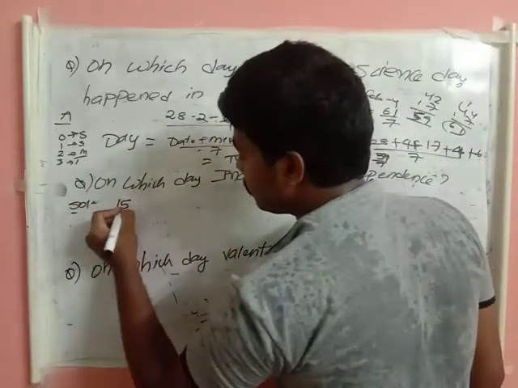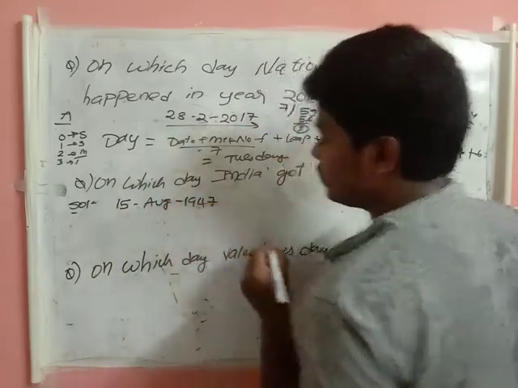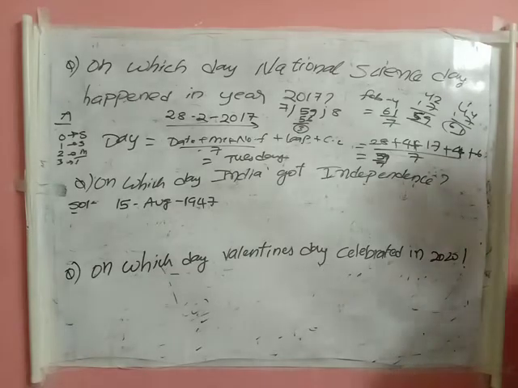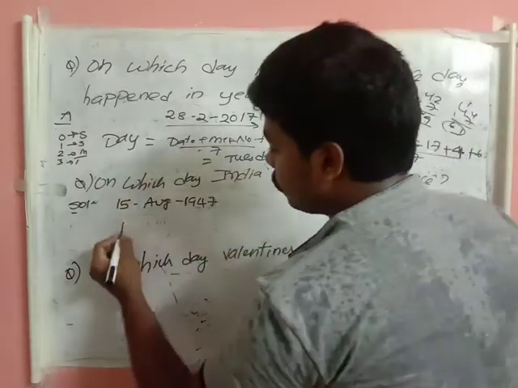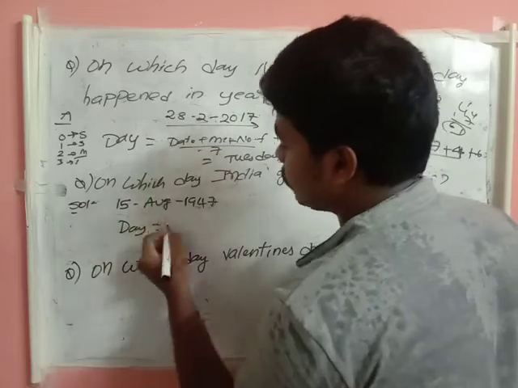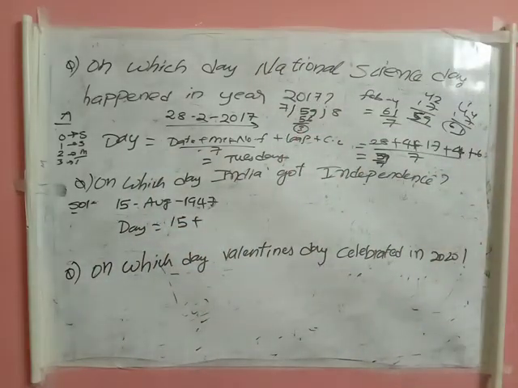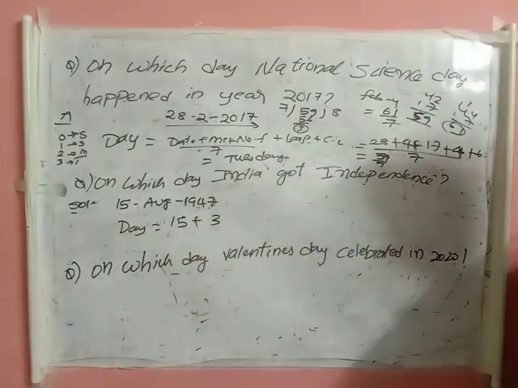We got independence on 15th August 1947. Is this correct or not? So now we got the date. Day is equal to date plus month code. What is the date? 15. What is the month code for August? The month code for August is 3, right or not?